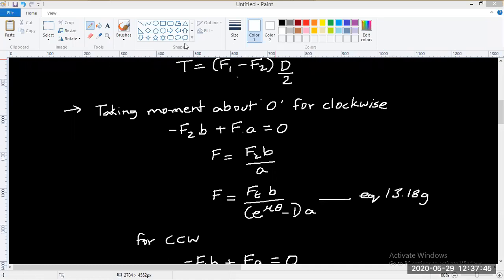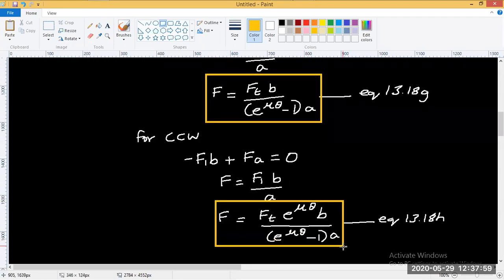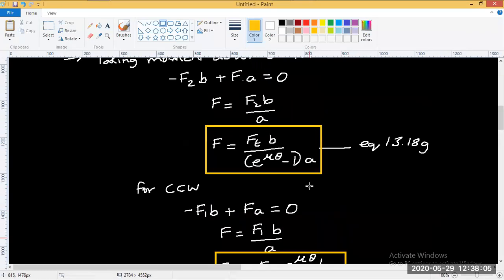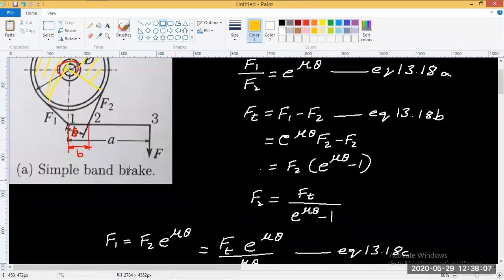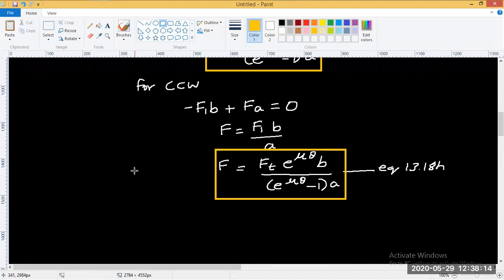Right. So these two equations, you can just mark them. We'll be using these two for the clockwise and counterclockwise directions, the force required in both cases for a simple band brake. Okay, so this is for simple band brakes.